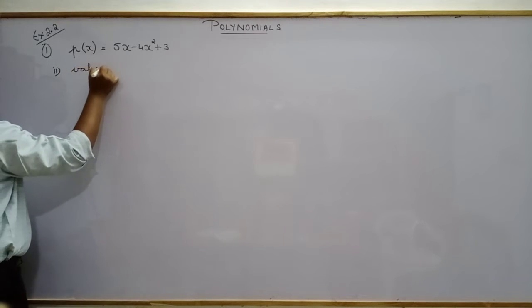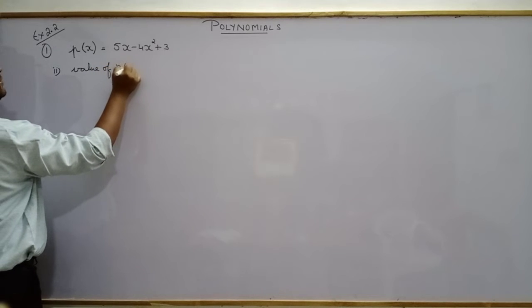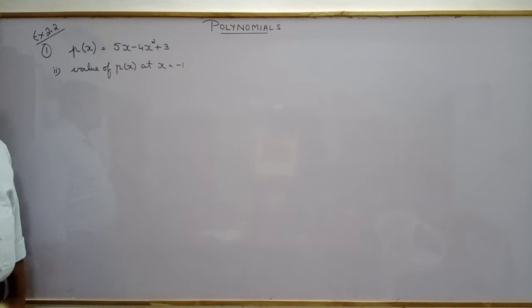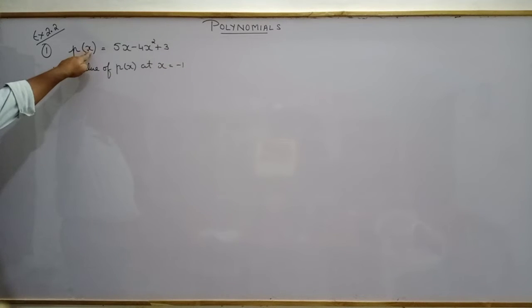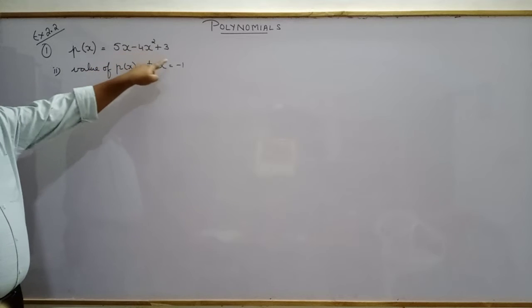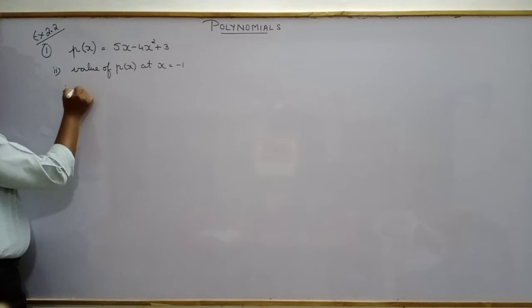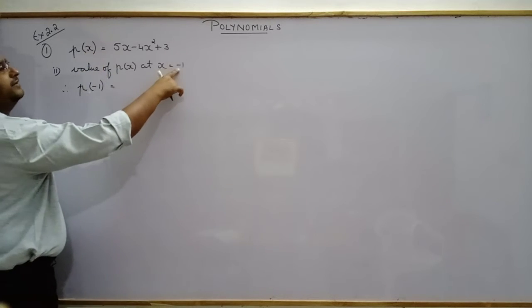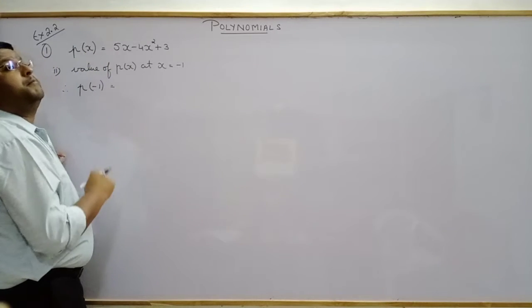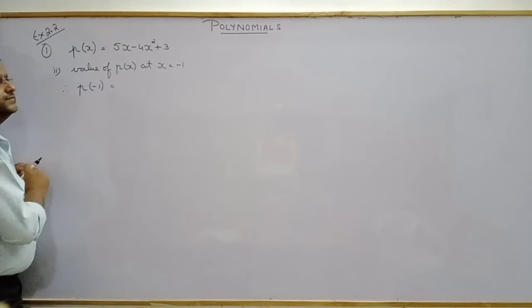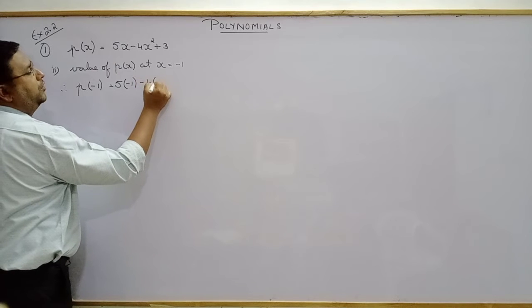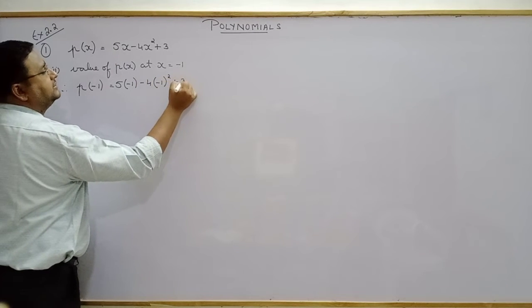value of polynomial p of x at x equals minus 1. Right? So what are we supposed to be doing? We are just supposed to substitute the value of x as minus 1. So p of minus 1. In place of x, he wants us to find the value of the polynomial for minus 1. So in place of x, we have substituted minus 1: 5 into minus 1 minus 4 into minus 1 square plus 3. Any confusion? Can we simplify?